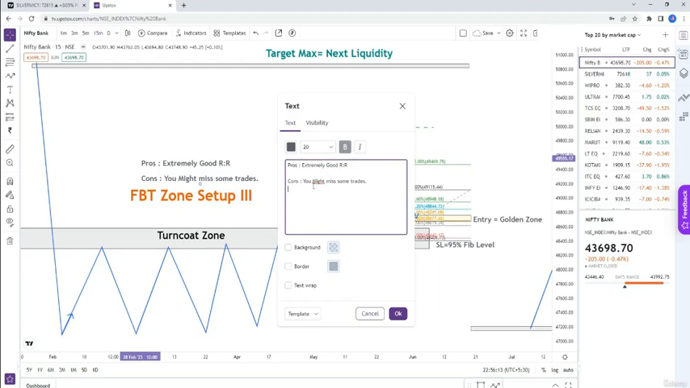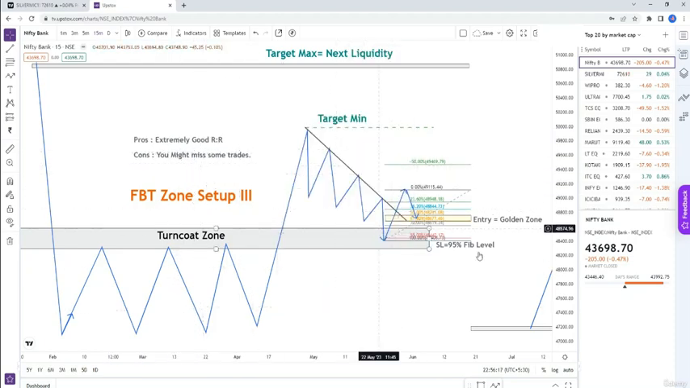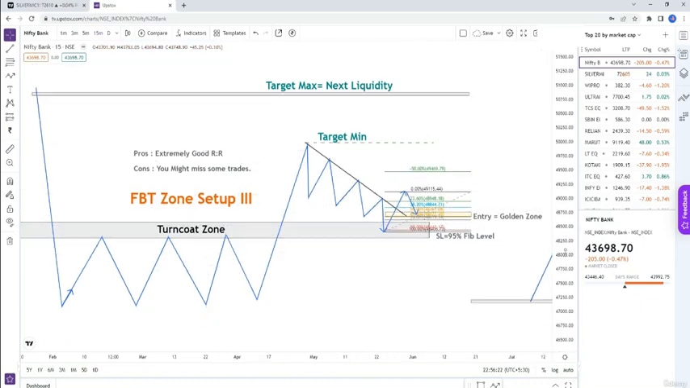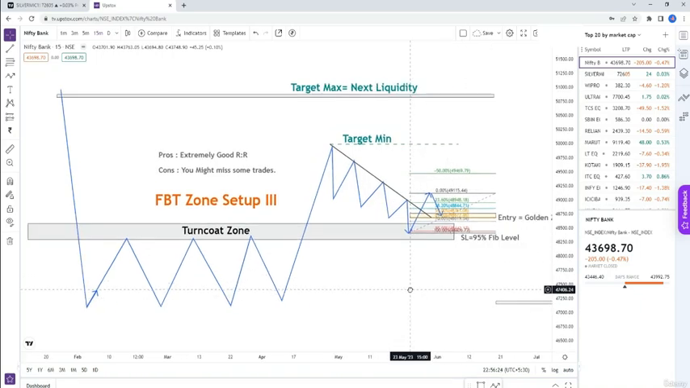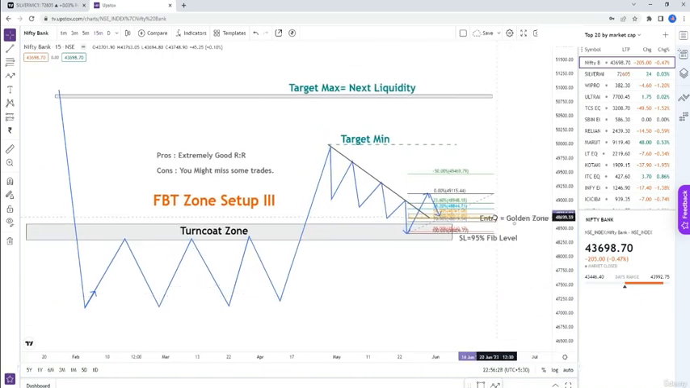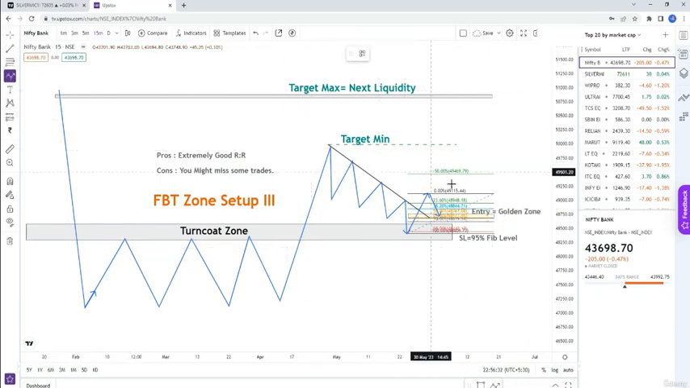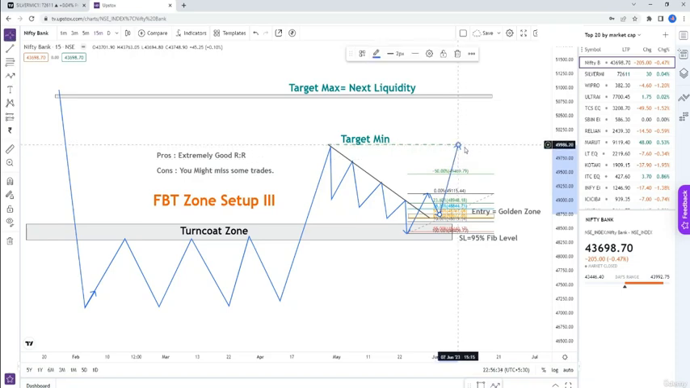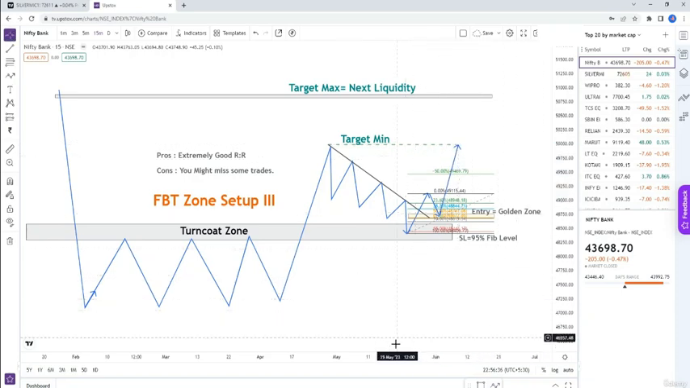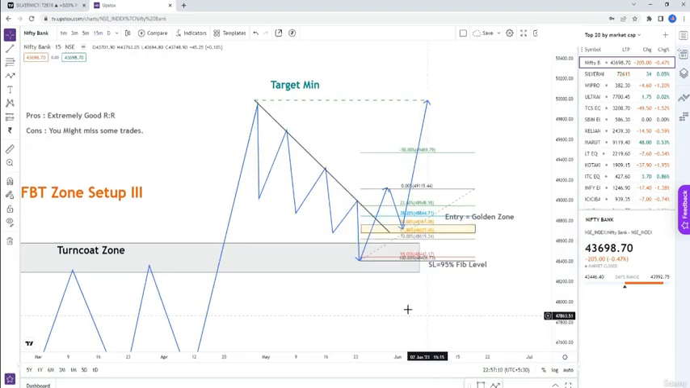Okay, so if you are a person who is okay to miss some trades, but you are going for a very big risk reward, kind of a safe one, then this is the setup you would be looking for. Your entry will be at the golden zone and your target will be this level. So this is one thing you can take a snapshot of. This is what we plan our entry.